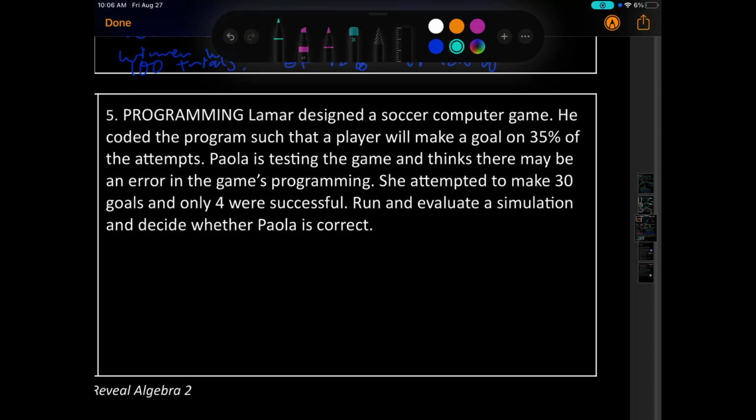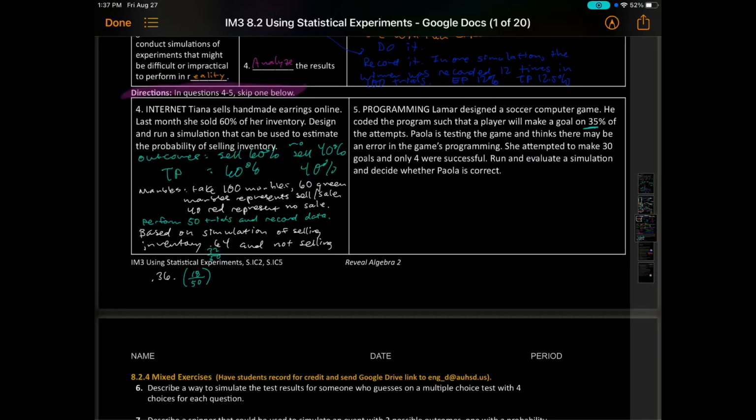Lamar designed a soccer computer game. He coded the program such that a player will make a goal on 35% of the attempts. Paula is testing the game and thinks there may be an error in the game's programming. She attempted to make 30 goals and only 4 were successful. Run and evaluate a simulation to decide whether Paula is correct. All right.